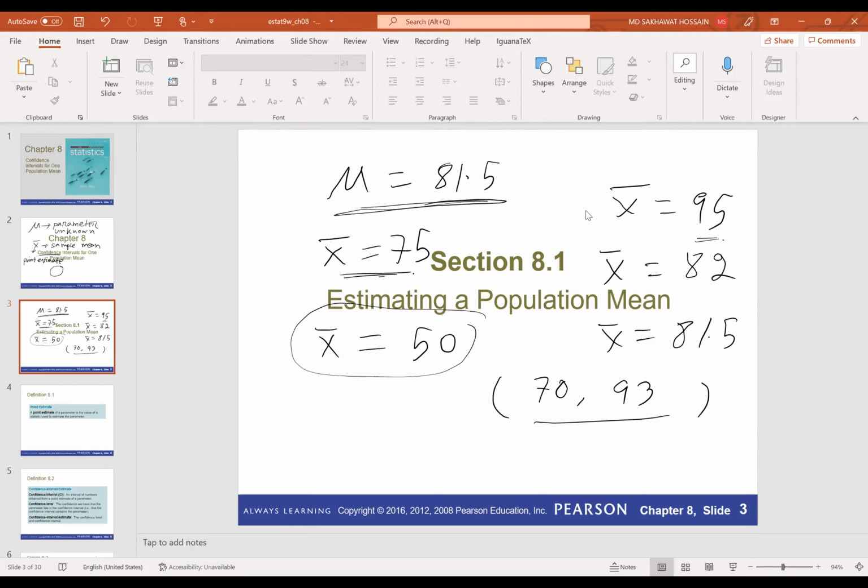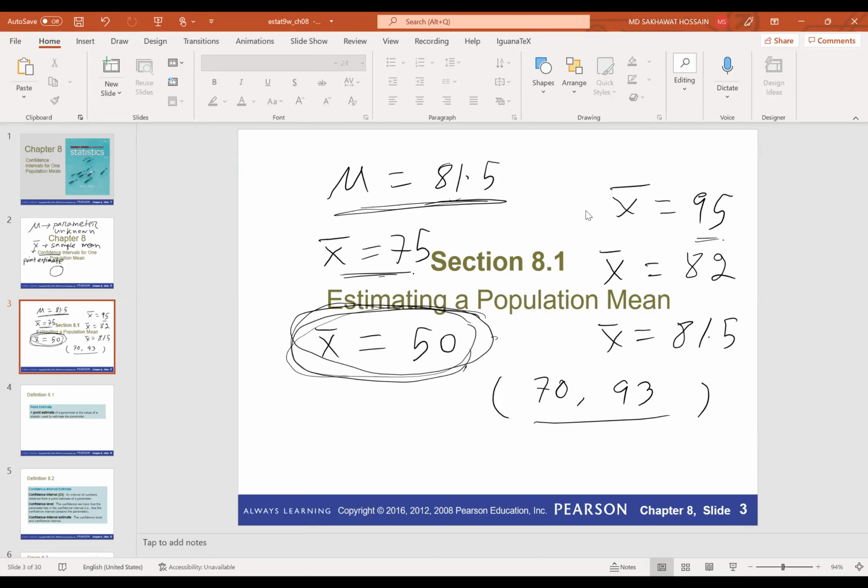Previously we were just making inference based on a single point. If the true value was 81.5, but we collect a sample and the sample mean is 50, then 50 really doesn't represent 81.5, right? So that's why we need to construct an interval. This interval is called a confidence interval.